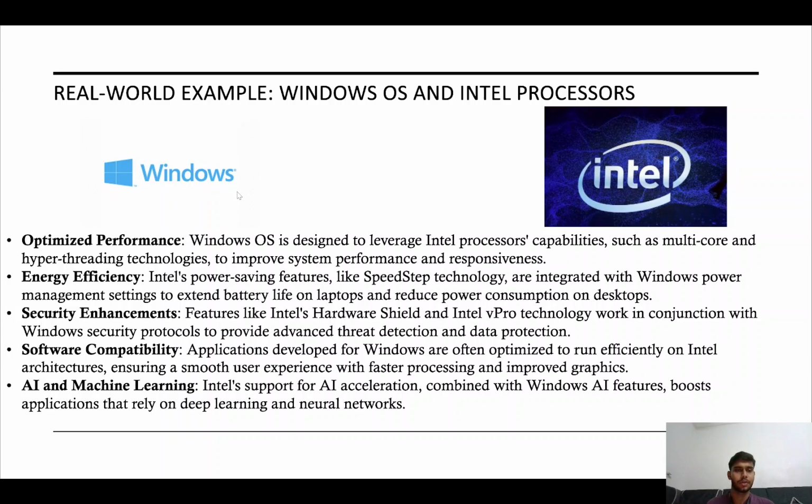As we all know, the most famous operating system that most people use is Windows, and the widely used processors in each and every computer are Intel CPUs. Optimized performance: Windows and Intel are the big giants that are integrated in such a way that they work with each other and give the best performance to the user.